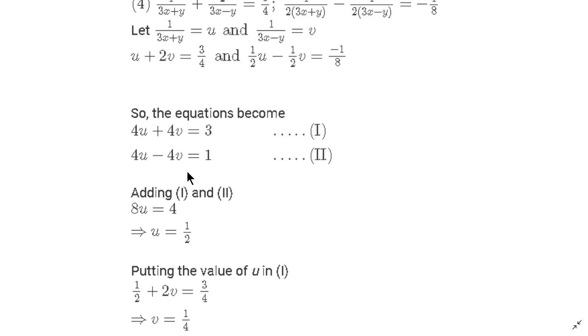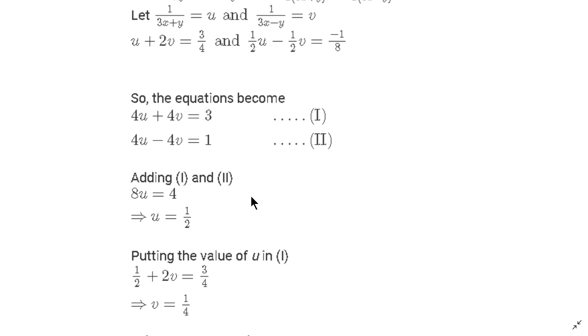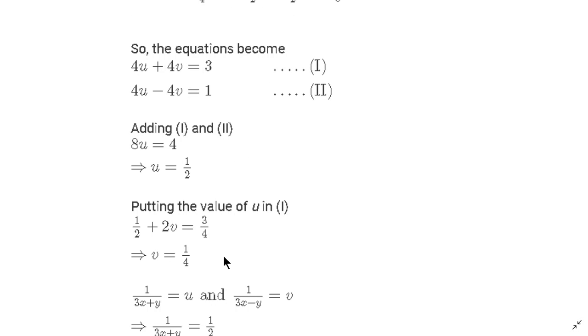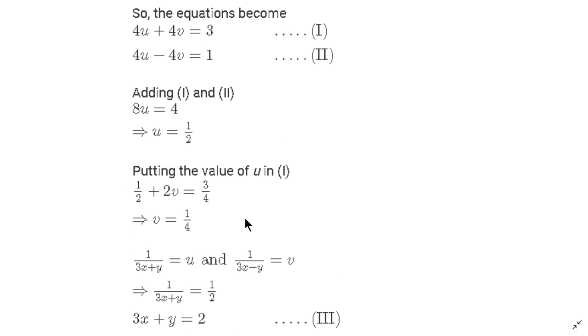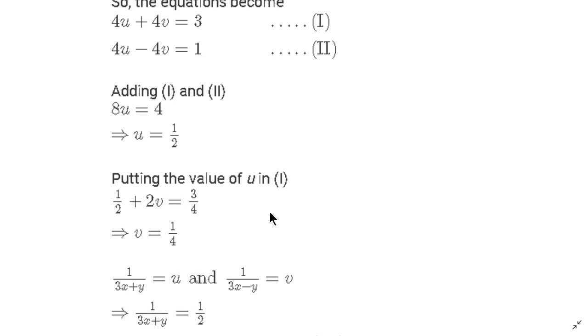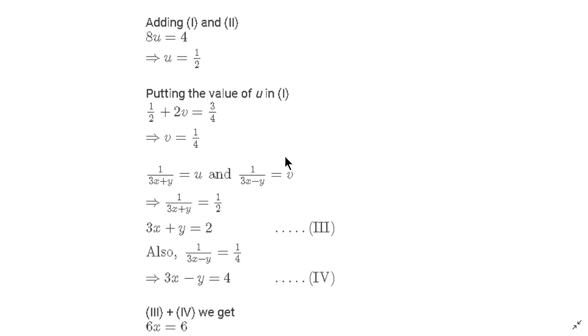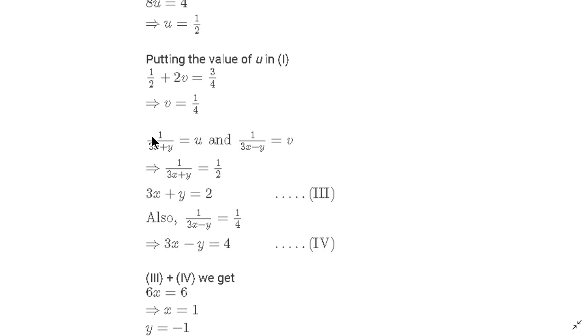Then we will put 1 by 2 in any of these equations. 1 by 2 is u. Then we will find v is equal to 1 by 4. Now we can solve these equations again. What we got is 1 upon 3x plus y is equal to u. This is the assumed variable, and this is also 1 upon 3x minus y is equal to v. We will put these outcomes. 1 upon 3x plus y is equal to 1 by 2.